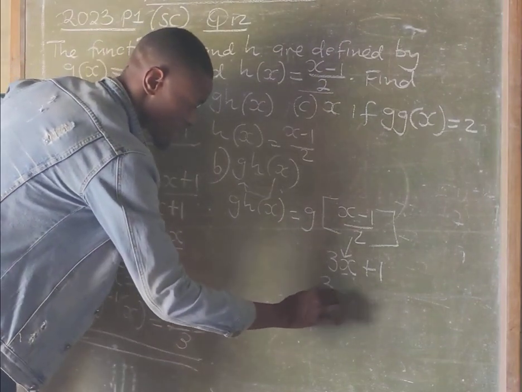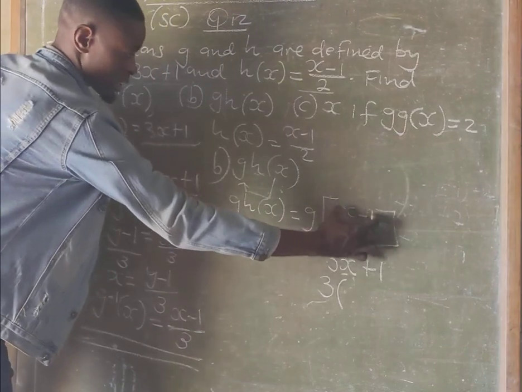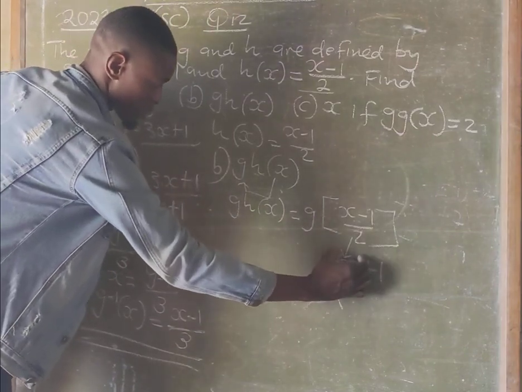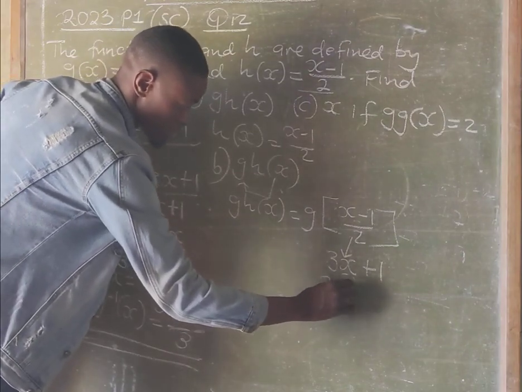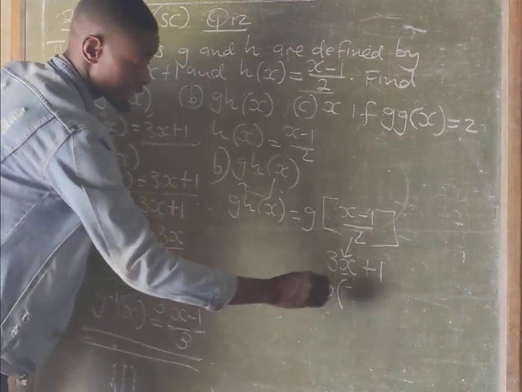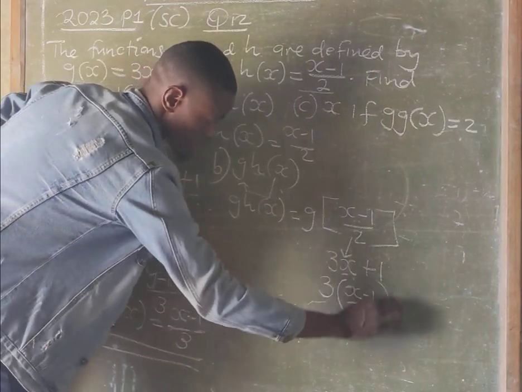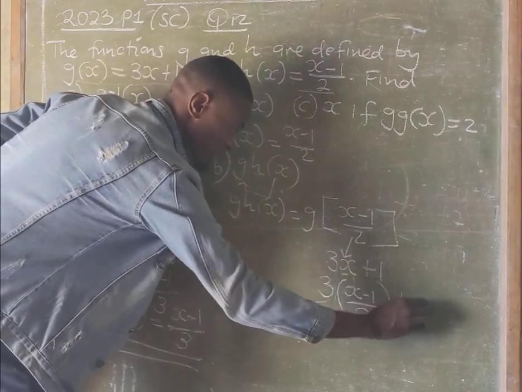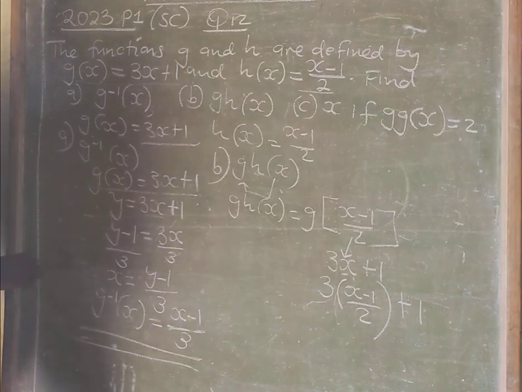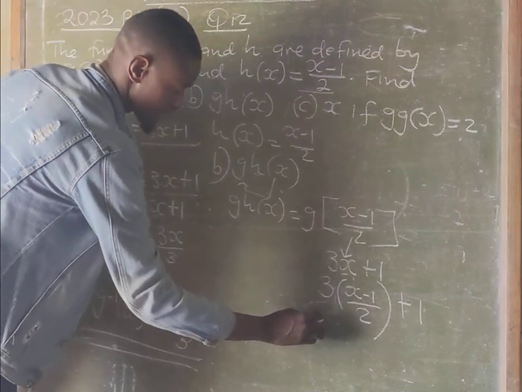So you say 3, then open brackets. You take the whole of h of x and replace it where there's x. So it will be 3 open bracket (x minus 1) over 2, close brackets, plus 1. After that, you open up the brackets and multiply. So 3 by x, that is 3x.